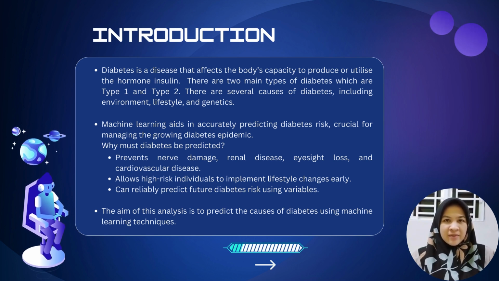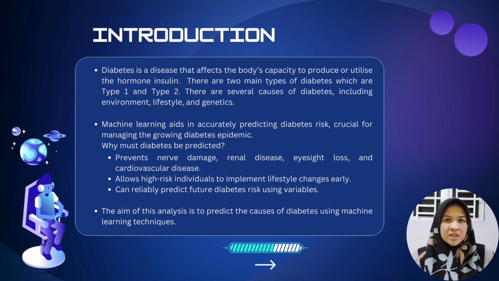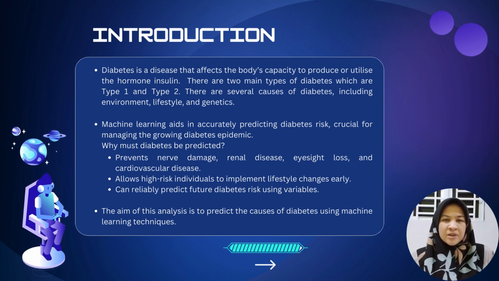Diabetes is a disease that affects the body's capacity to produce or utilize the hormone insulin, which is responsible for transferring energy from meals into cells. Insulin functions as a key to open and accept glucose. There are two main types of diabetes, which are type 1 and type 2. For the causes, there are several, including environment, lifestyle, and genetics, with type 2 diabetes being more prevalent. Type 1 is due to an autoimmune reaction. Machine learning aids in accurately predicting diabetes risk, crucial for managing the growing diabetes epidemic.